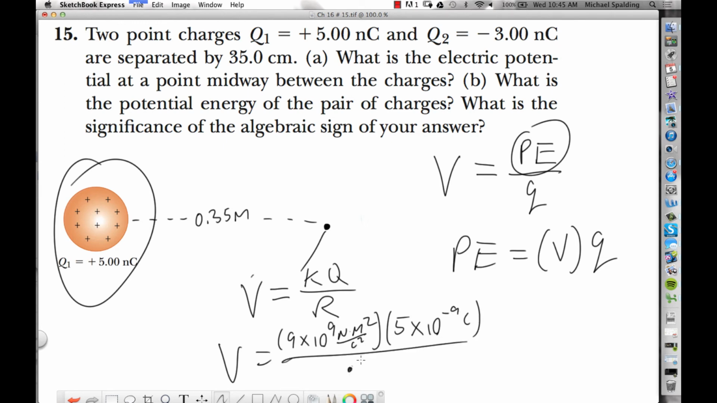And then r is 0.35 meters. So we get the electric potential at that point equal to 128.57. So this point right here, 128.57 volts.